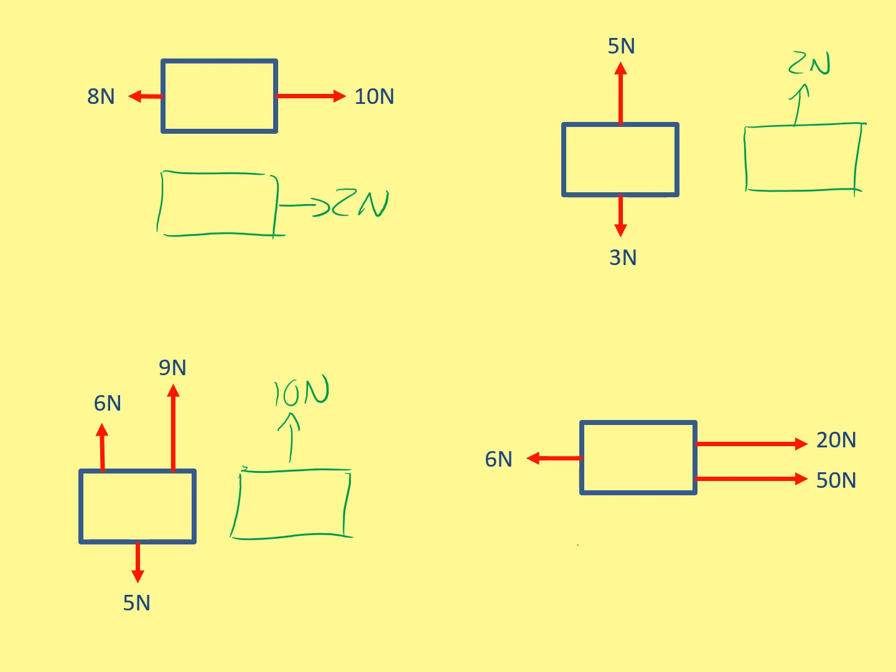And the very last one, we've got 20 to the right and 50 to the right, that makes 70. 70 to the right and 6 to the left. So 70 to the right minus 6 to the left. So we'll have 70 minus 6, which is 64 newtons to the right.